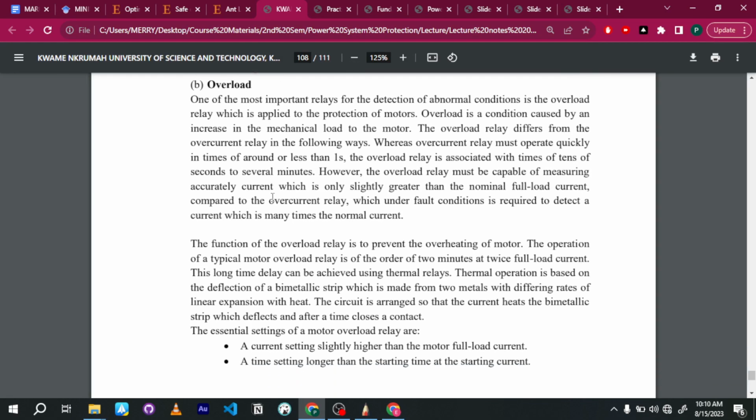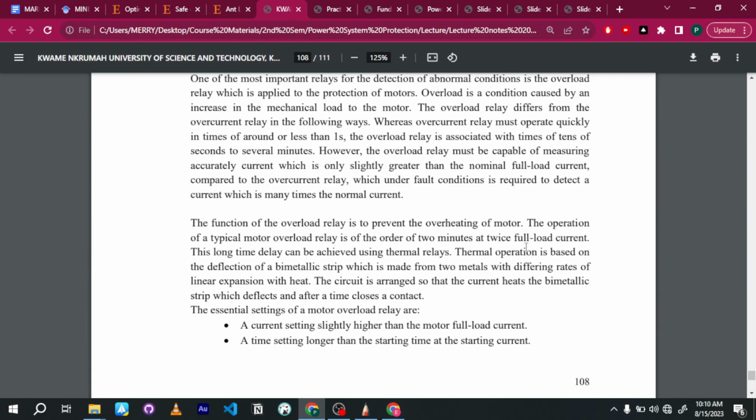For overloads, you need to know what overload is. It's giving the motor too much work to do, so the current being drawn is a little higher for long periods of time. It's not fault current, but it's high enough to produce a lot of heat, because heat is equal to I squared RT. The more time goes on, the higher the heating.